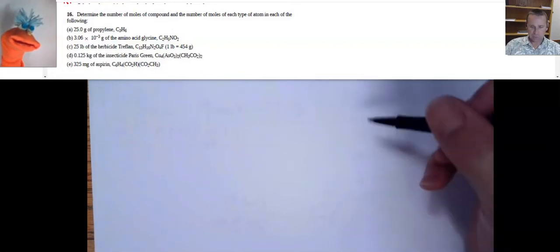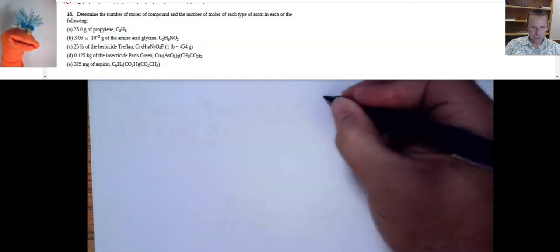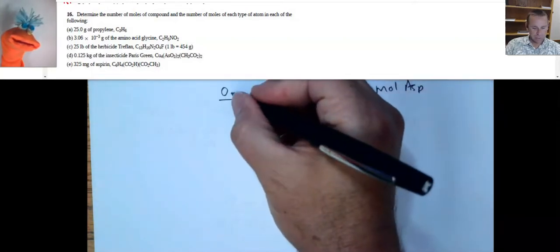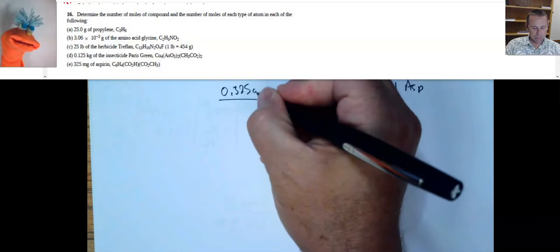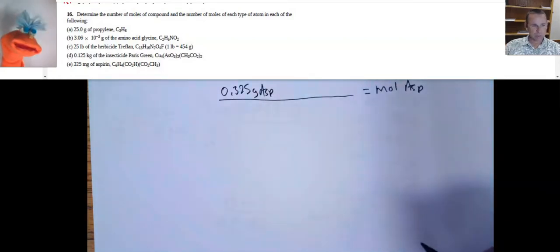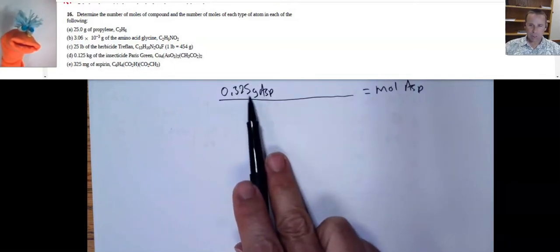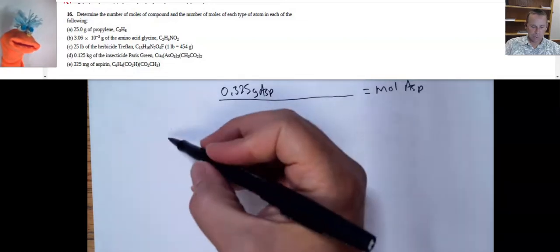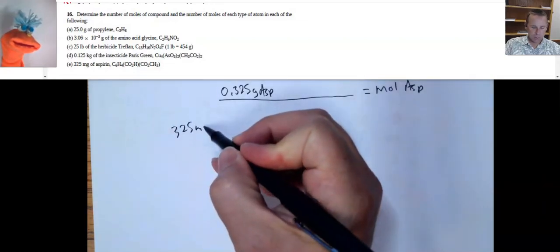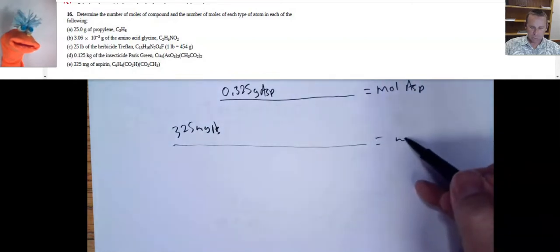So I can go to moles of aspirin. I can solve for moles of aspirin by starting off with 0.325 grams of aspirin. No, 325 milligrams. Oh, sorry, I did that in my head. I went from milligrams to grams in my head. I'll do one where I start with 325 milligrams of aspirin as well, going to moles of aspirin.